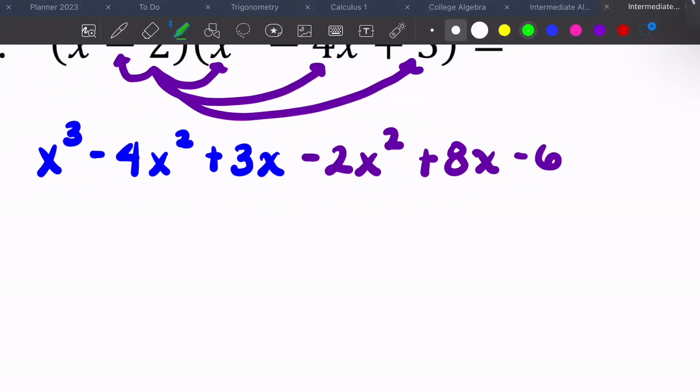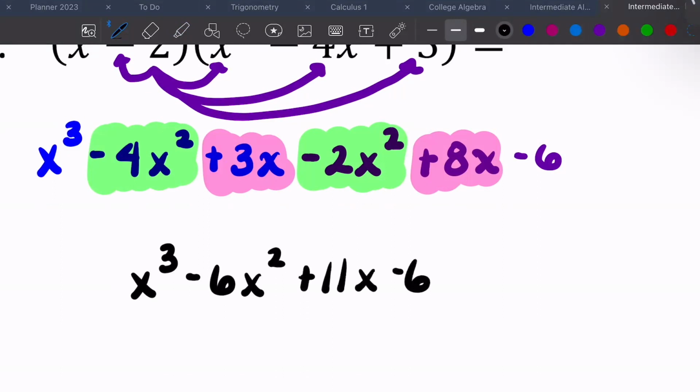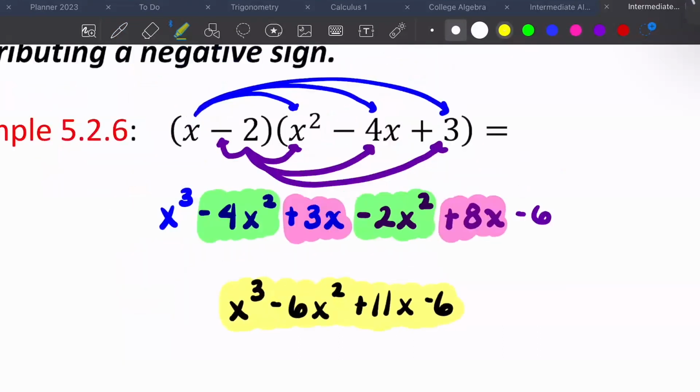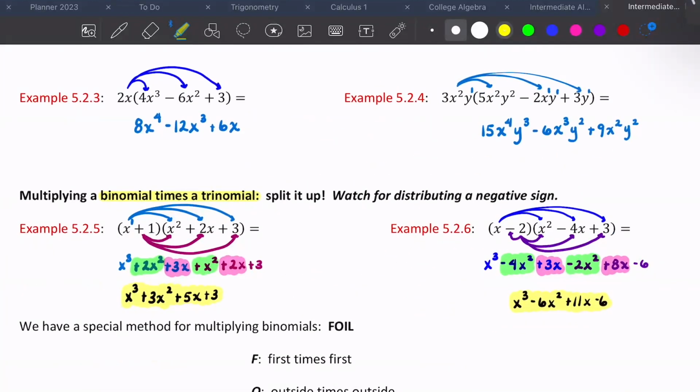Then look for like terms. You have squared and squared, and x and x. Okay, so you have x cubed minus 6x squared plus 11x minus 6. Okay, just like that, right? So that's binomial times trinomial. You're not doing anything much different other than you have to distribute twice and then add your like terms. So just one more extra step, okay?